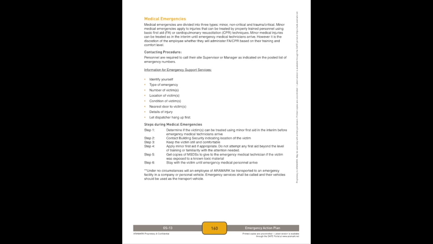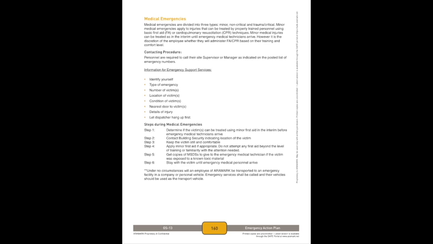Contacting procedure. Personnel are required to call their site supervisor or manager as indicated on the posted list of emergency numbers. Information for emergency support services: identify yourself, the type of emergency, the number of victims, the location of the victims, the condition of the victims, door nearest to the victims, details of injury, and let the dispatcher hang up first.